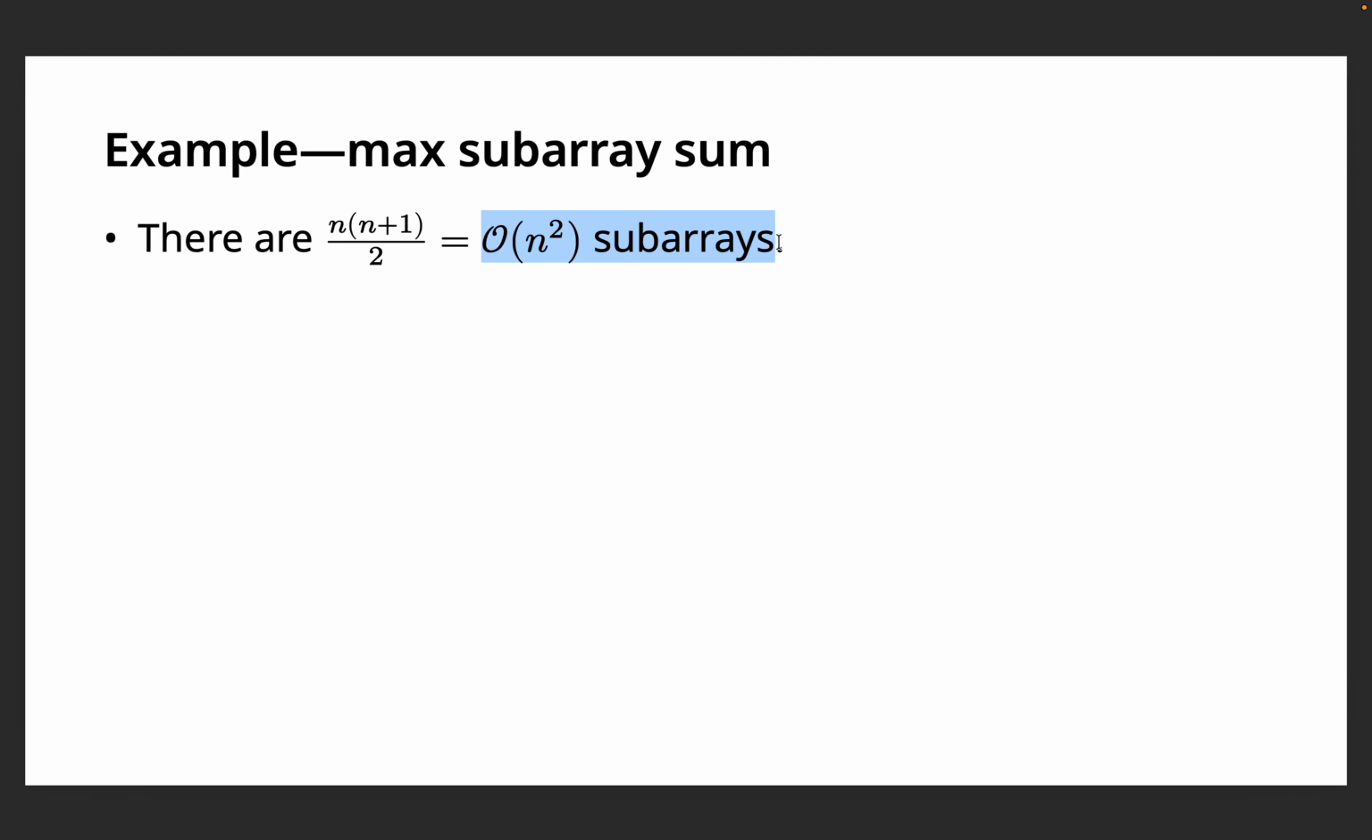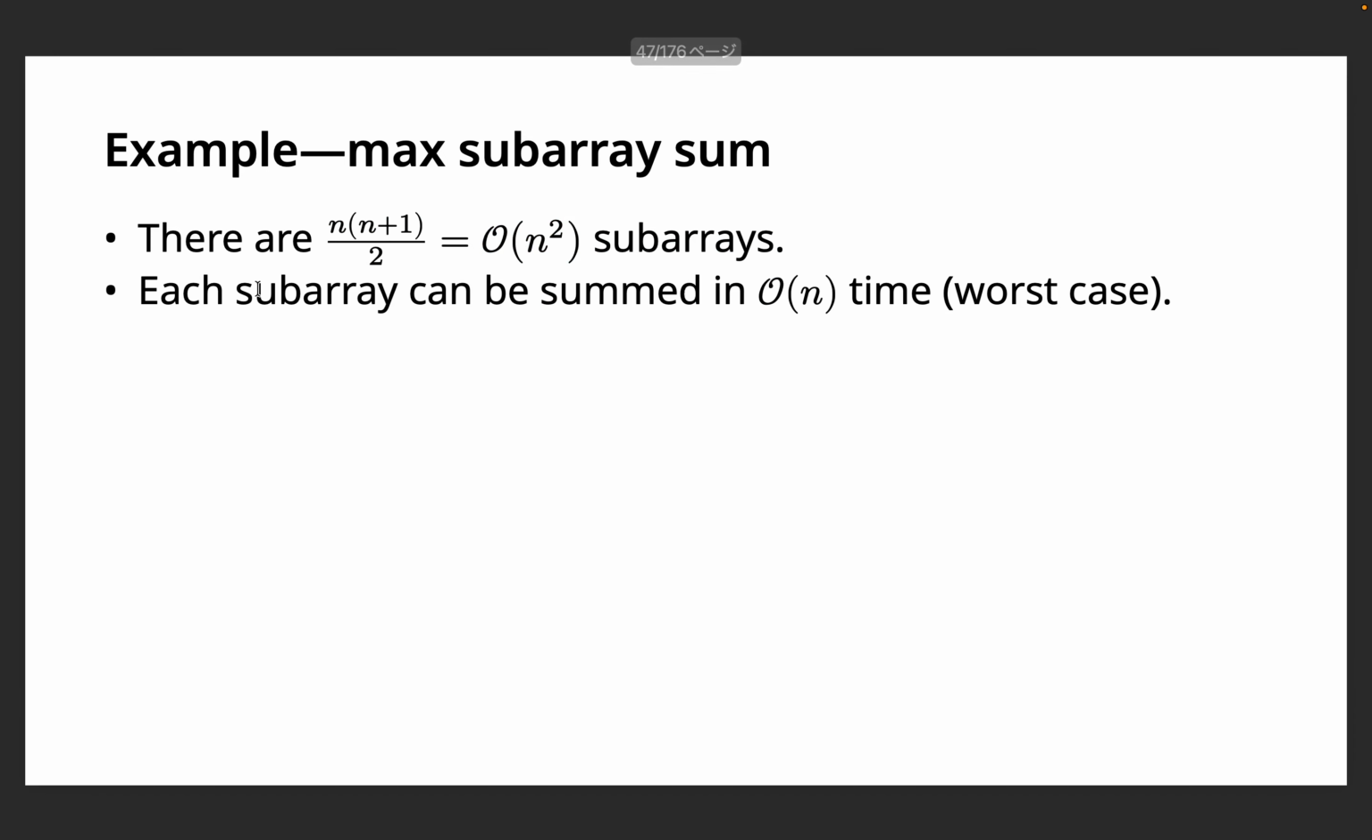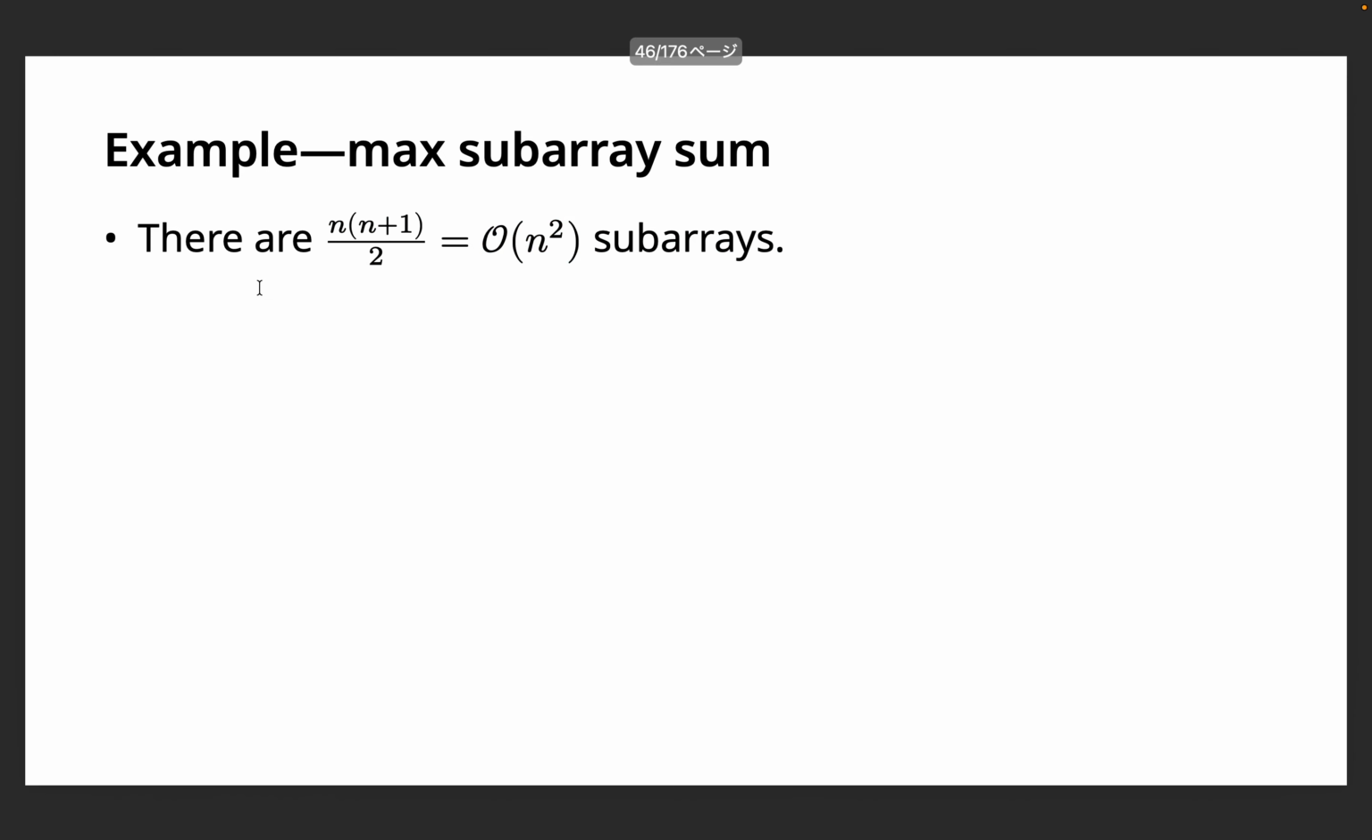So if there are this many subarrays, and for each subarray, we get its sum in O of n time, since a subarray can contain at most n elements. So getting the sum of a subarray can be done in O of n time. So O of n squared subarrays, where each subarray takes O of n time. If you multiply those two together, you're going to get O of n cubed.